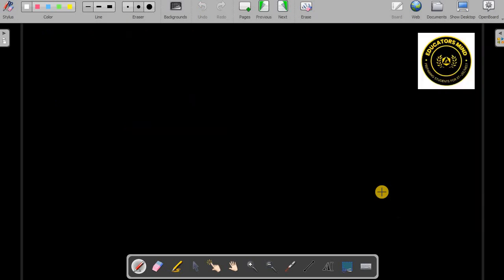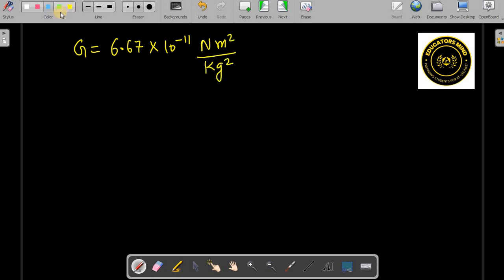Okay, so let us now see the value of the capital G. Capital G is 6.67 into 10 power minus 11 Newton meter square per kg square. This is the SI unit of G.